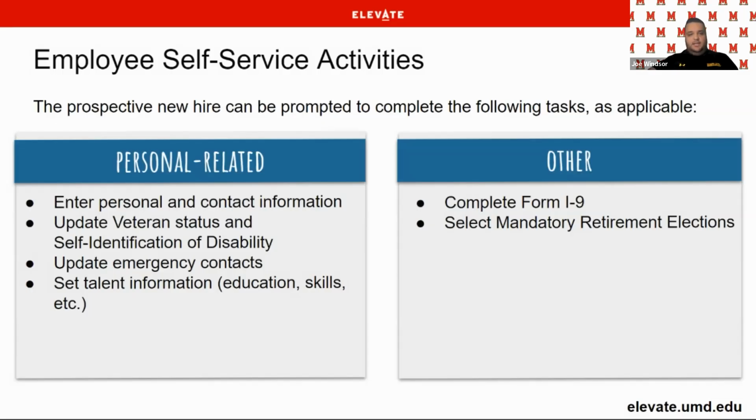New hire tasks are based off employee types and job family groups. But here, you can see the list of employees' self-service activities in Workday. The new hire can be prompted to complete any of these tasks as it applies for them. Example tasks include entering personal related information like contact information or demographic information, entering other information like Section 1 of I-9 and their retirement elections.